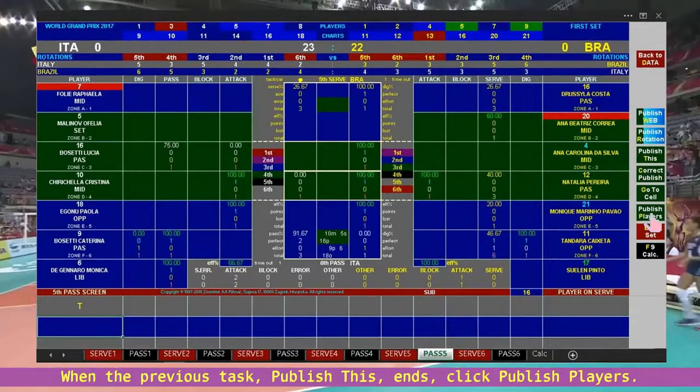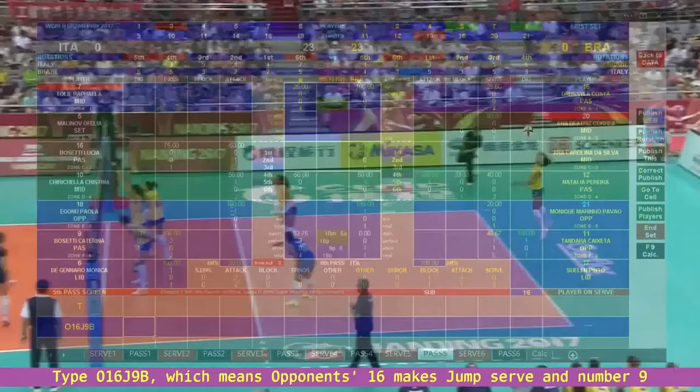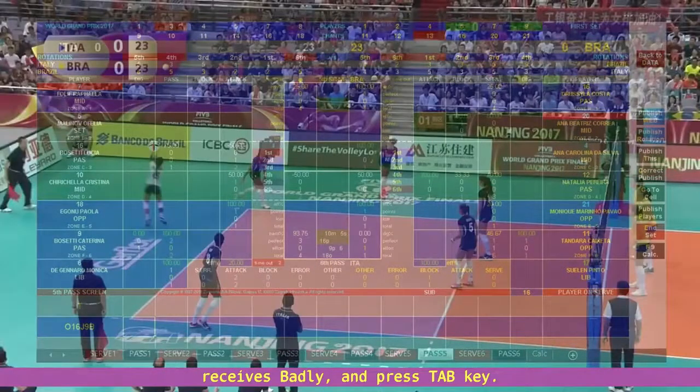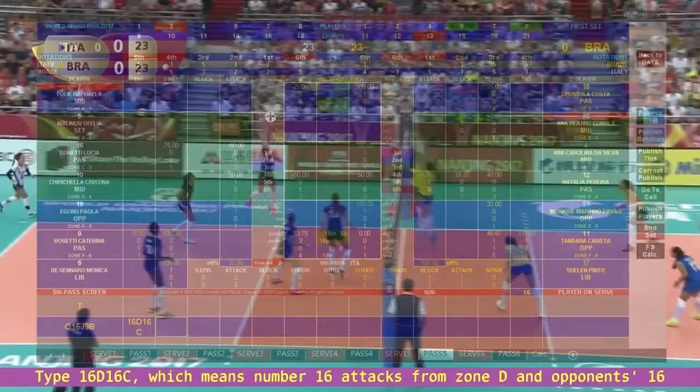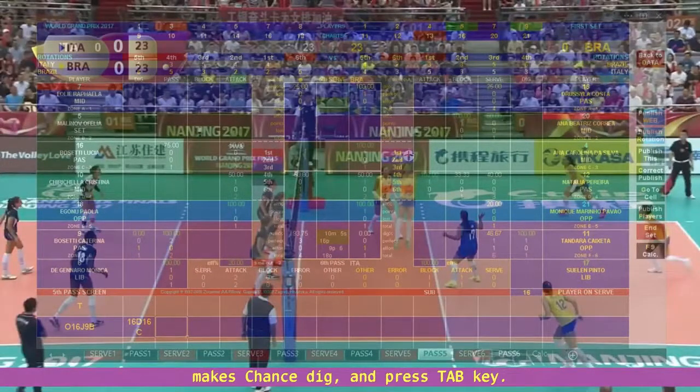When the previous task ends, click Publish Players. Type O16J9B, which means opponent's 16 makes jump serve and number 9 receives badly, and press Tab key. Type 16D16C, which means number 16 attacks from Zone D and opponent's 16 makes chance dig, and press Tab key.